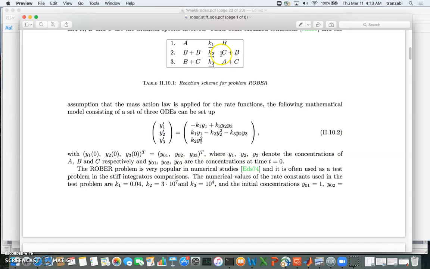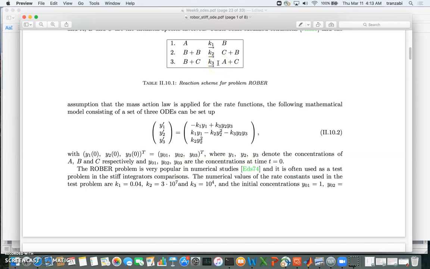Similarly, for the second reaction, we can say the change in concentration of B, which is y2 prime, is equal to K1 times A, because B is produced from the first reaction. So it's K1 times y1. And then minus K2 times B squared, because B is consumed here through the second reaction. And then minus K3 times BC. So we see minus K3 times the concentration of B times the concentration of C, because again B is consumed through the third reaction.